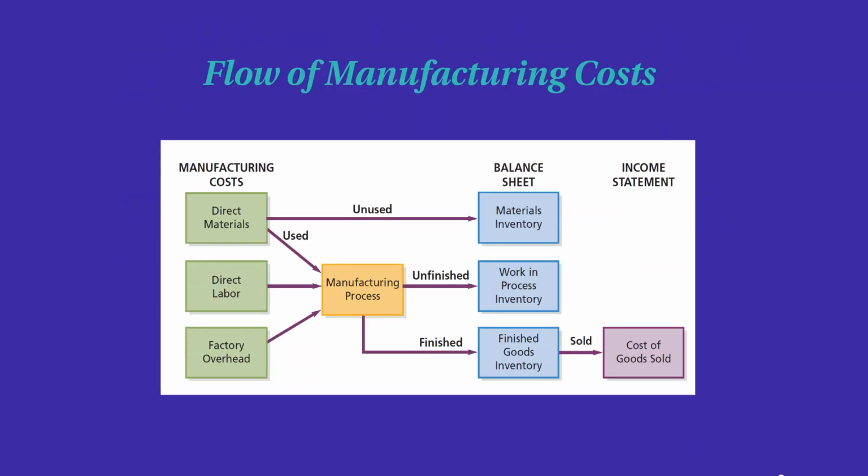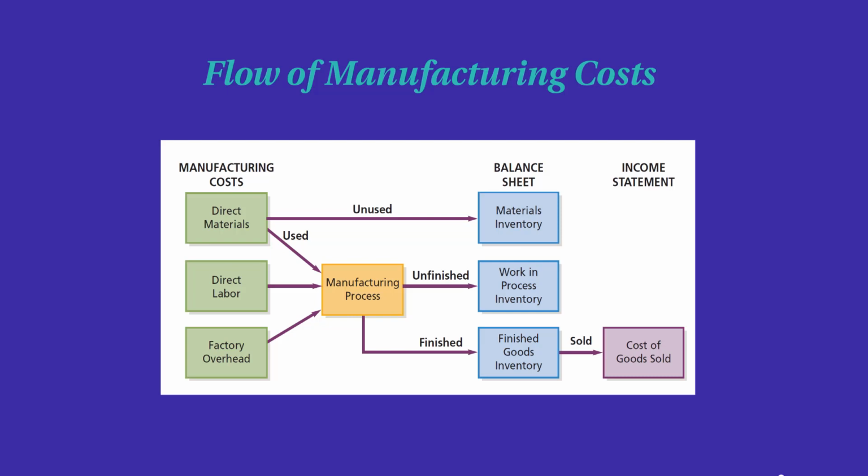Let's take a look at how these costs relate to our manufacturing cycle. Again, we have our manufacturing costs, which are our three product costs: direct materials, direct labor, and factory overhead. Once these three costs are assigned to a job, they get moved to the manufacturing process and put into our work in process inventory. Once the work in process inventory is complete, they're moved to finished goods. While all of these products are either in unused materials, work in process, or finished goods, they are part of our inventory and therefore are on our balance sheet as an asset.